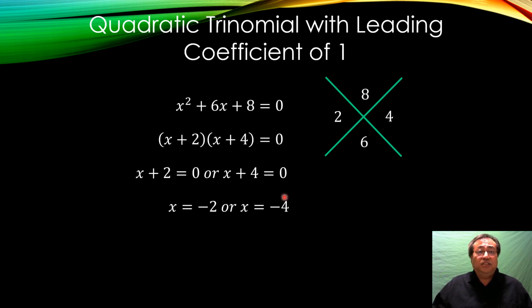All right, let's just confirm that this is the answer. That means you plug negative 2 back into the original. Negative 2 squared is positive 4. Negative 2 times 6 is negative 12. 4 minus 12 is negative 8. Negative 8 plus 8 is 0. So that worked. Let's try negative 4. Negative 4 squared is positive 16. 6 times negative 4 is negative 24. 16 minus 24 is, guess what? Negative 8. Negative 8 plus 8 makes 0. All right, so I'm not going to do that for every problem.